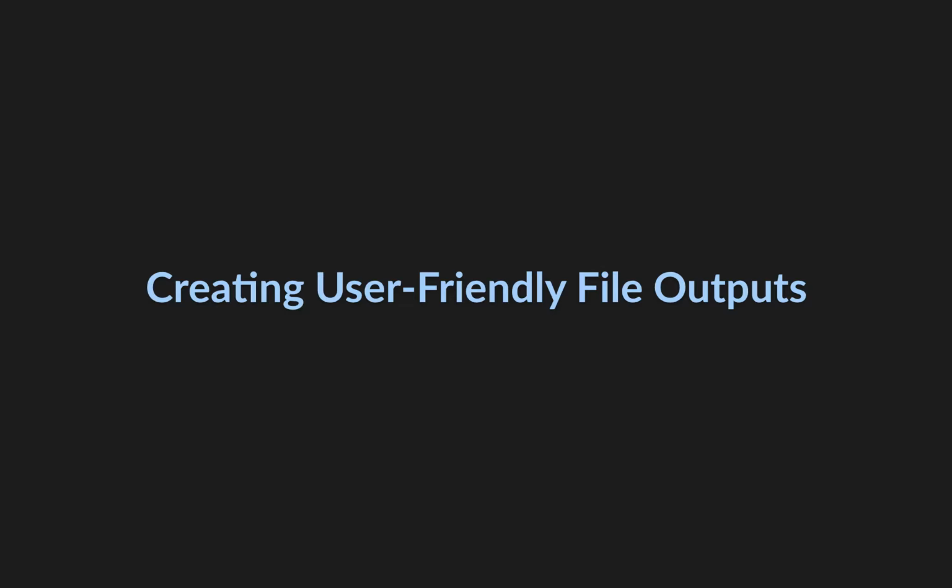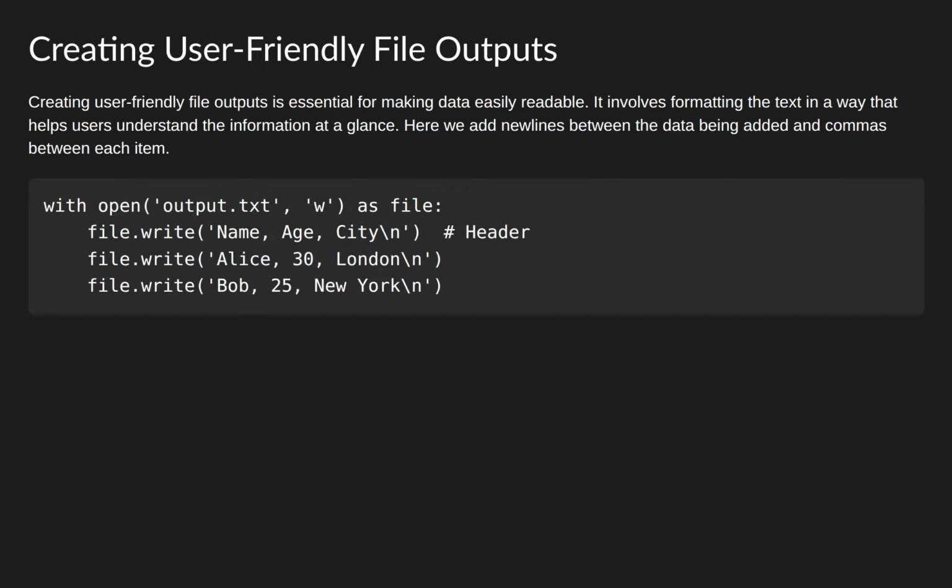Creating user-friendly file outputs. Creating user-friendly file outputs is essential for making data easily readable. This involves formatting the text so that users can quickly understand the information. Here, we add new lines between each entry and commas between each item to improve clarity.